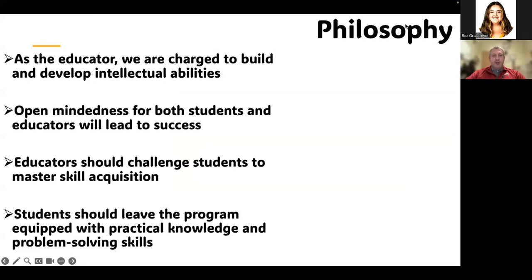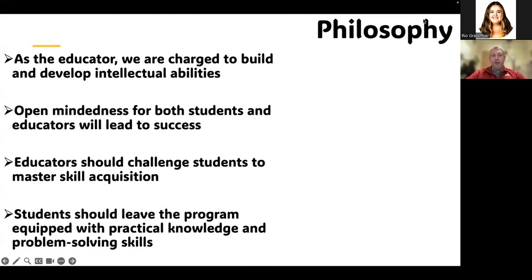As educators, we're charged to build and develop intellectual abilities. That's education as a whole. But it goes well beyond that. Whether you're a new educator, a seasoned educator, a program director, a continuing education educator, an initial education educator, it goes far beyond intellectual abilities. We have to support our students to the best of our ability, and that is with their intellect and beyond. We know that we find ourselves doing much more than just teaching, and that's where we see this take place.